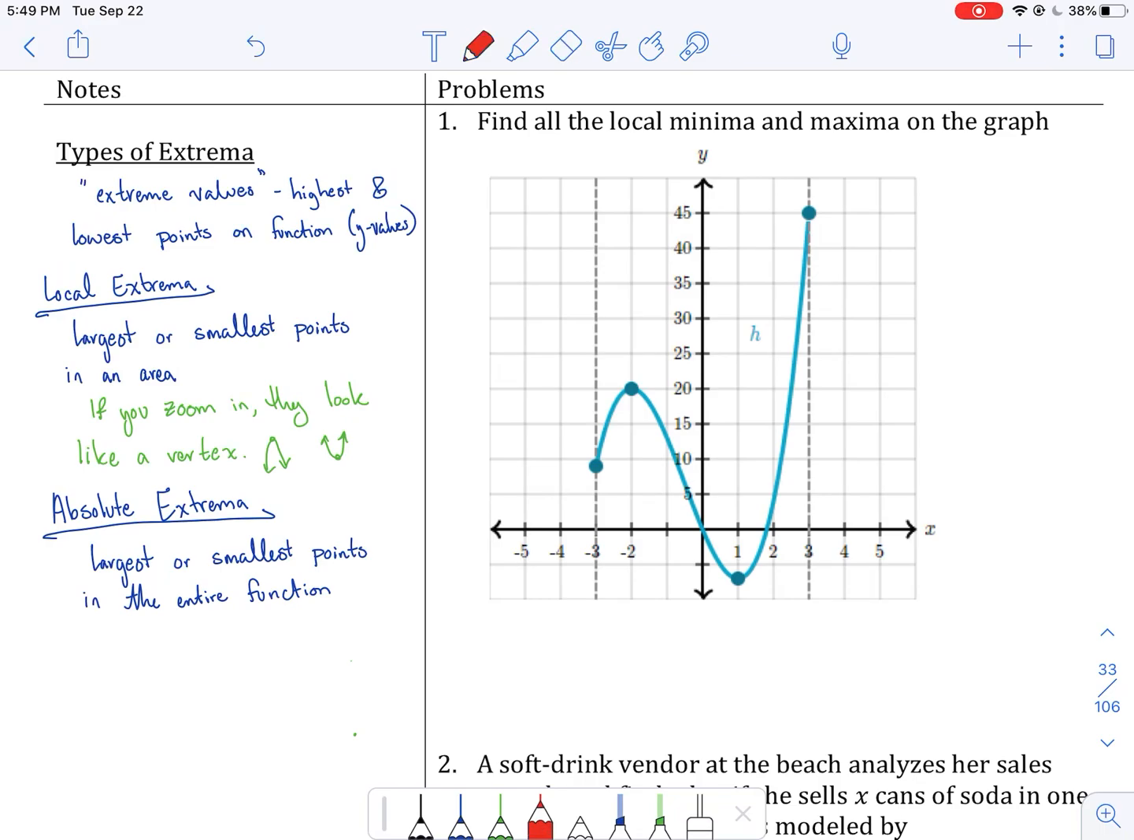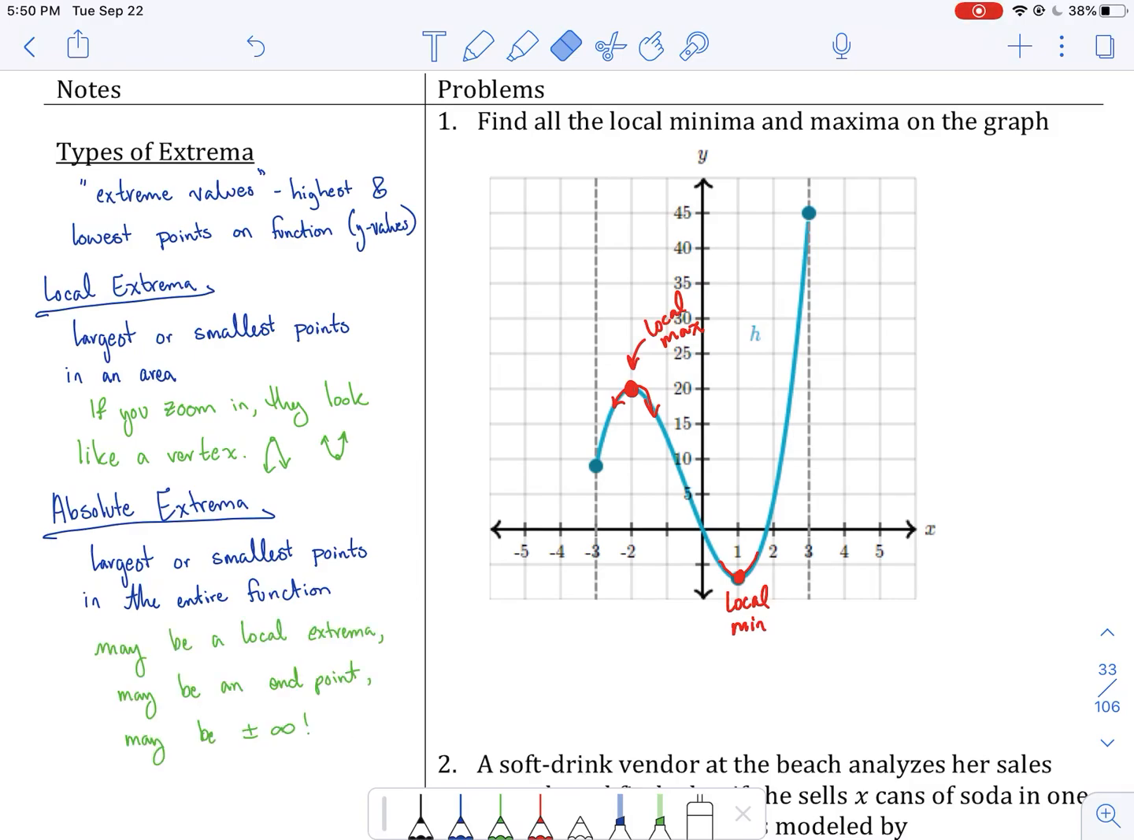So if I'm looking at the graph here, find the local minima and maxima. That's just plural. It's a neuter verb for those of you in Latin. And when you zoom in, they look like a vertex. So here would be a local maximum, because we can see here's like the vertex of the parabola. This would be a local maximum. And then down here is the local minimum, because everything around it is bigger in terms of the values of the function.